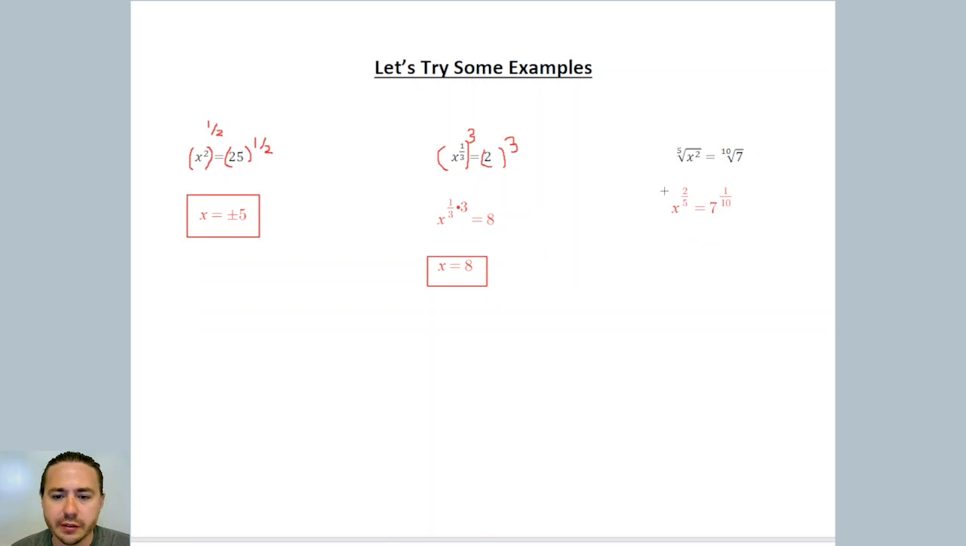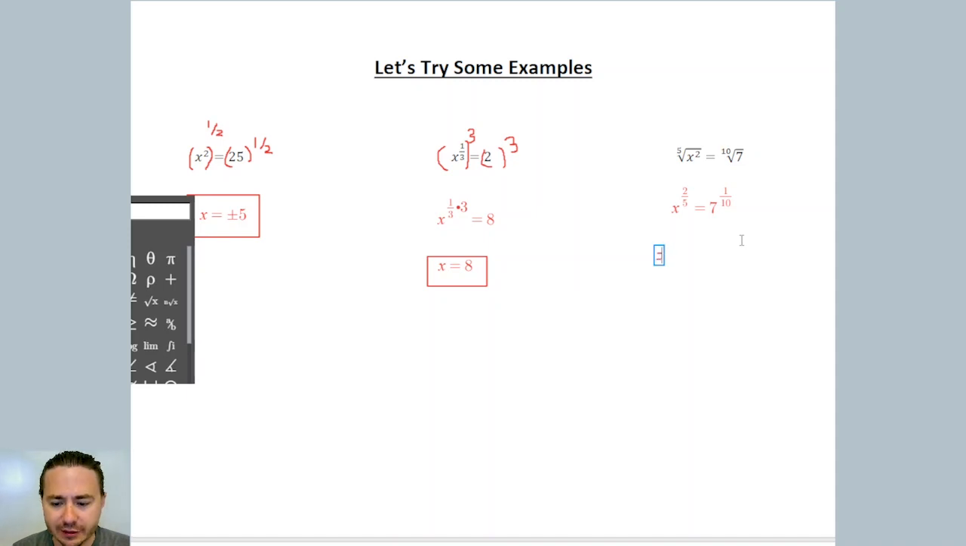So I'm going to raise this side to a power, and I'm going to raise this side to the exact same power. And I want to raise it to the power that will effectively cancel out this 2/5 power. So to do that, I want to raise it to the reciprocal power. Okay, so the reciprocal of 2/5 is 5/2. So I'm going to raise both of these to the 5/2 power.